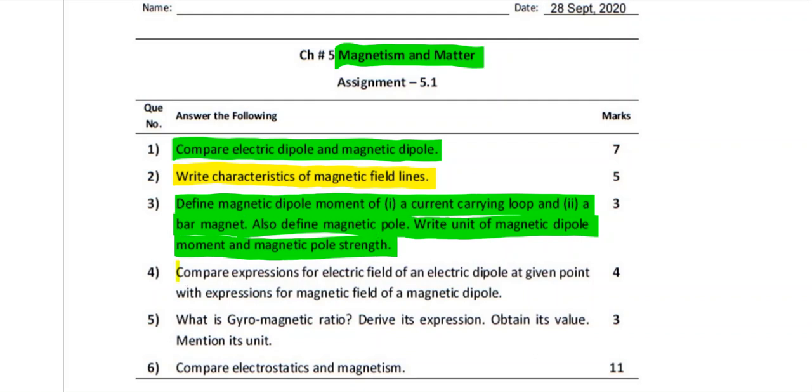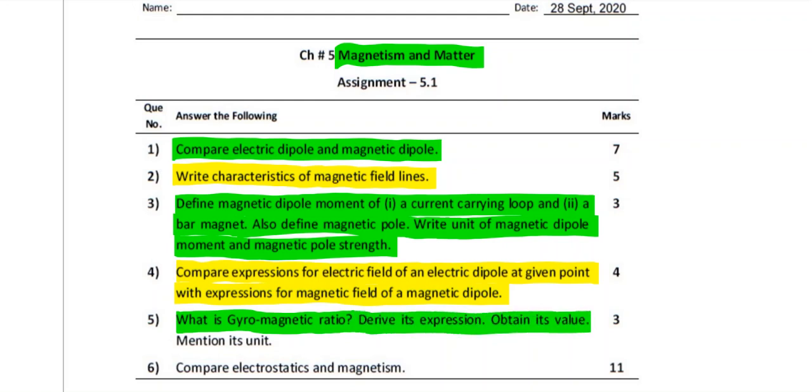Third question. Compare expression for electric field of an electric dipole at given point with expressions for magnetic field of magnetic dipole. Next one. What is gyromagnetic ratio? Derive its expression, obtain its value, and mention its unit. And lastly, we will compare electrostatics and magnetism.